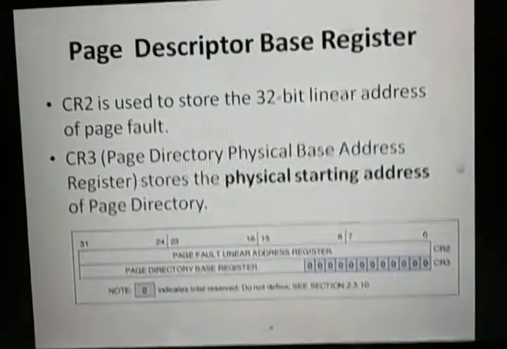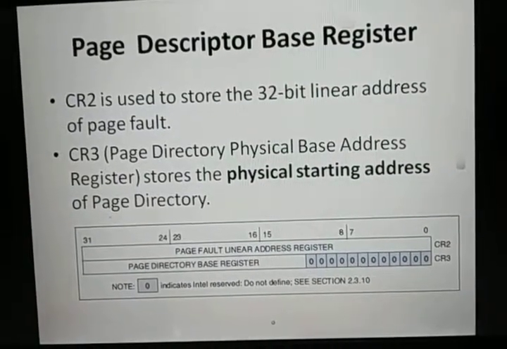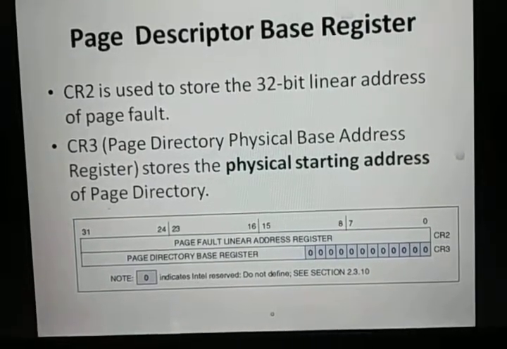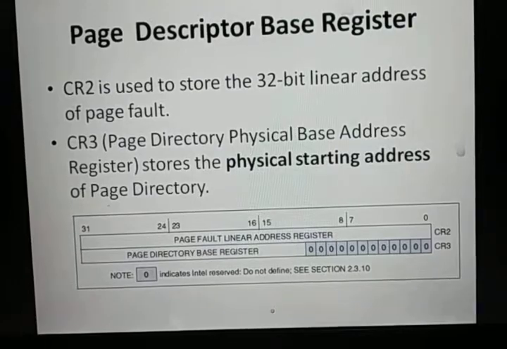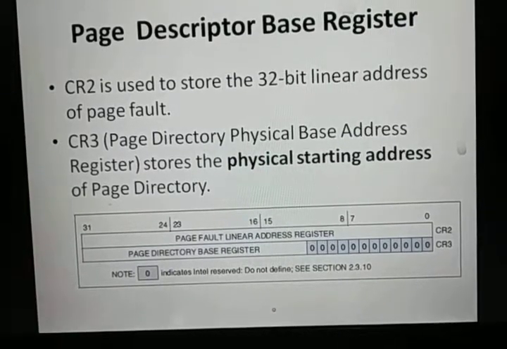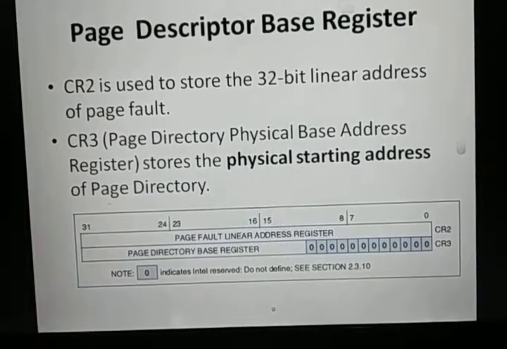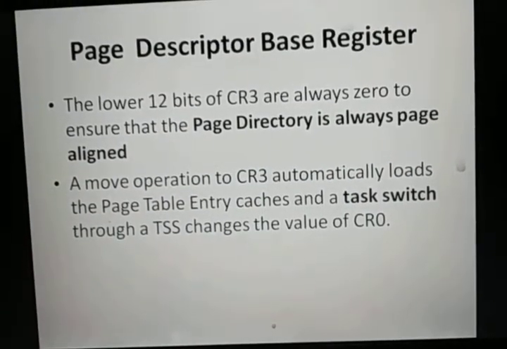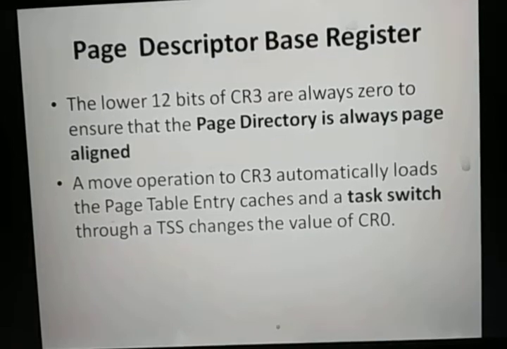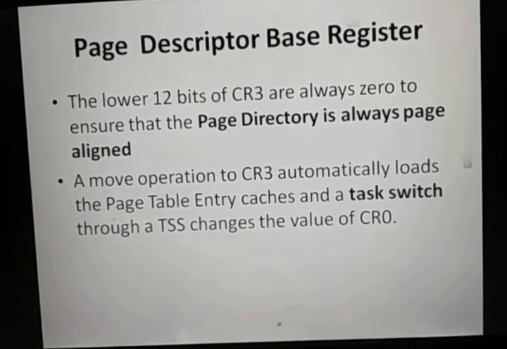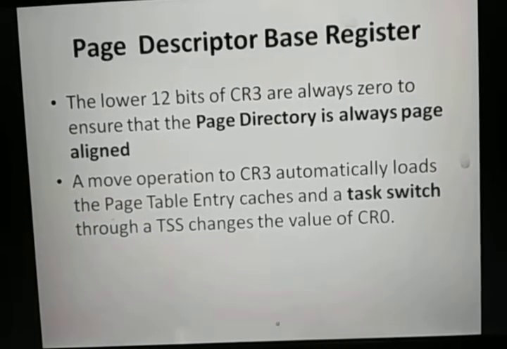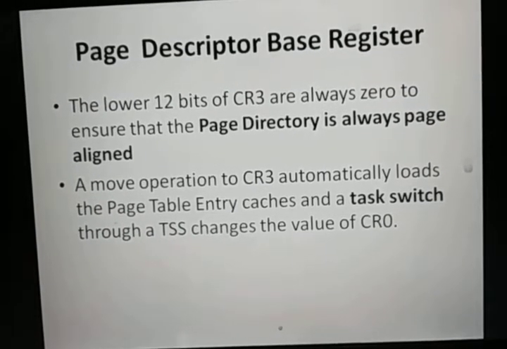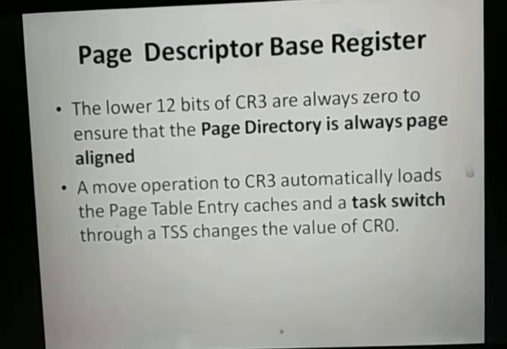So CR2 is used to store the 32-bit linear address of a page fault. CR3 is used as the page directory physical base address, storing the physical starting address of the page directory. The lower 12 bits of CR3 are always 0 to ensure that the page directory is always page aligned. A move operation to CR3 automatically loads the page table entry cache, and a task switch through the task state segment changes the value of CR0.